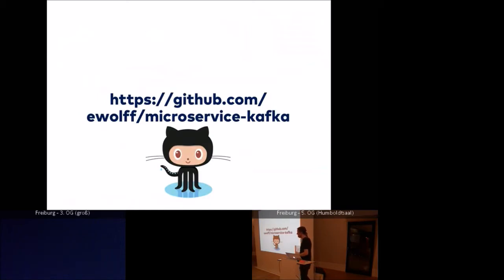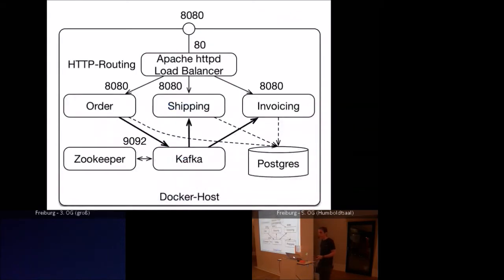Here is what the system looks like on the Docker container level. There is an Apache HTTP server because I just want to have one port for all the HTTP and HTML stuff that can go to the three microservices. They each have the web UI, so you can enter orders, and you can look at them in shipping and invoicing. Order sends the orders to Kafka. Kafka uses Zookeeper to keep track of all the offsets, for example. And then Kafka sends it to shipping and invoicing. That's basically how it works.